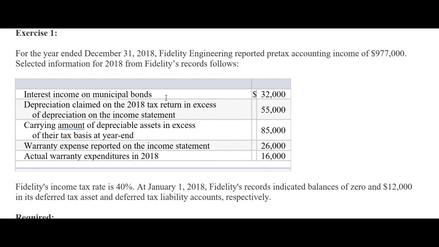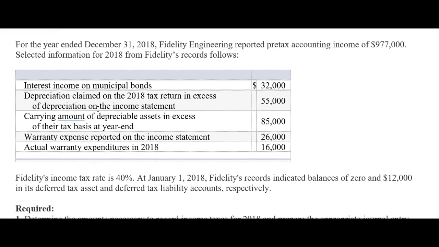Exercise 1. For the year ended December 31st, 2018, Fidelity Engineering reported pre-tax accounting income of $977,000. Selected information for 2018 from Fidelity's records follows. We've got interest income on municipal bonds of $32,000, depreciation claimed on the 2018 tax return in excess of depreciation on the income statement. So in other words, we deducted more in depreciation for tax than we recorded on our income statement, $55,000. The carrying amount of depreciable assets in excess of their tax basis at year end was $85,000.